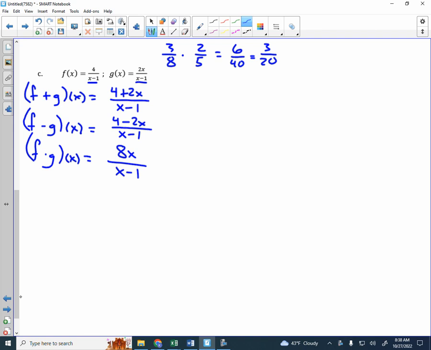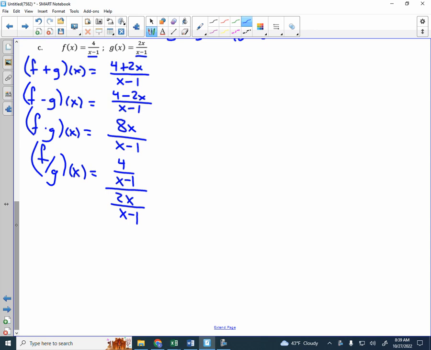Can we divide fractions? Yep. So f divided by g of x is going to be 4 over x minus 1 divided by 2x over x minus 1. Do I leave? Yes. Oh, yes. Thank you. Sorry, people watching the video. As you multiply the denominators as well, you do get that x minus 1 quantity squared. So for all those, you're like, he made a mistake. Yes, I did. Which was funny because I was thinking about it before I did the problem, and then when I was doing the problem, I forgot.